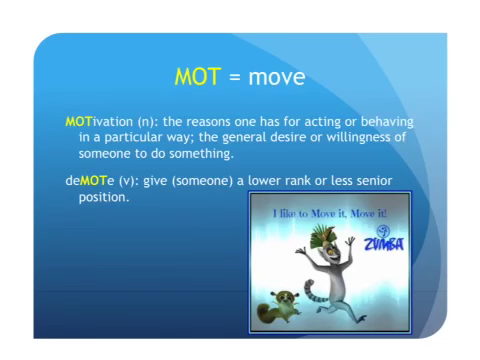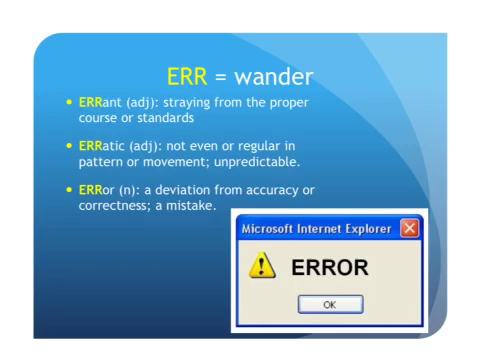Some examples for mot include motivation, the reasons one has for acting or behaving in a particular way, something that moves you, and demote, to give someone a lower rank or less senior position, to move down. And some examples for err include errant, erratic, and error. How does that relate to wander? For erratic, think of unpredictable, not a regular pattern. And an error is a deviation from accuracy or correctness, a mistake. Deviation means to move away, so that connects to wander.